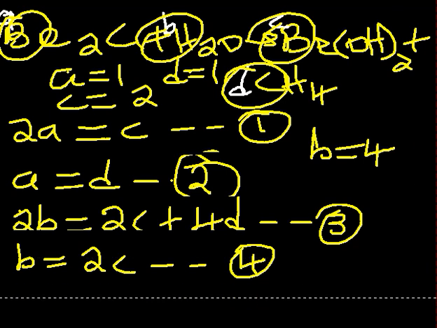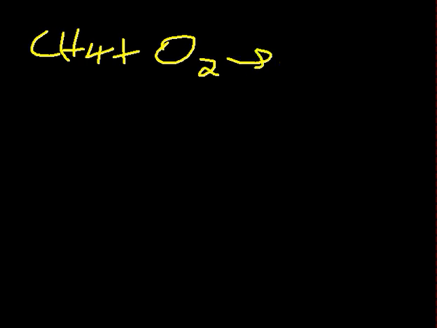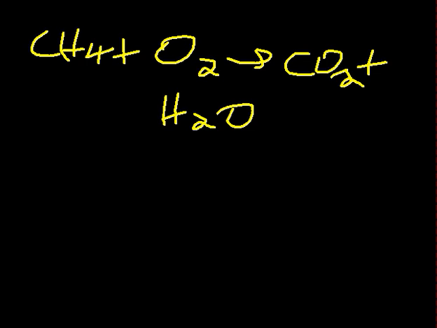So try the trial and error method at your own time and appreciate it. You should try the following problems and practice. You should balance the following reactions at your own time. Let's say we have CH4 plus O2, giving us CO2 plus H2O. So try that, and also try to balance this one out.